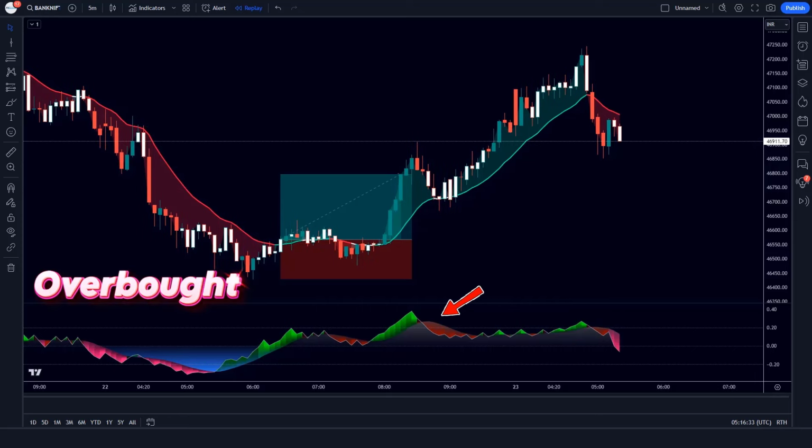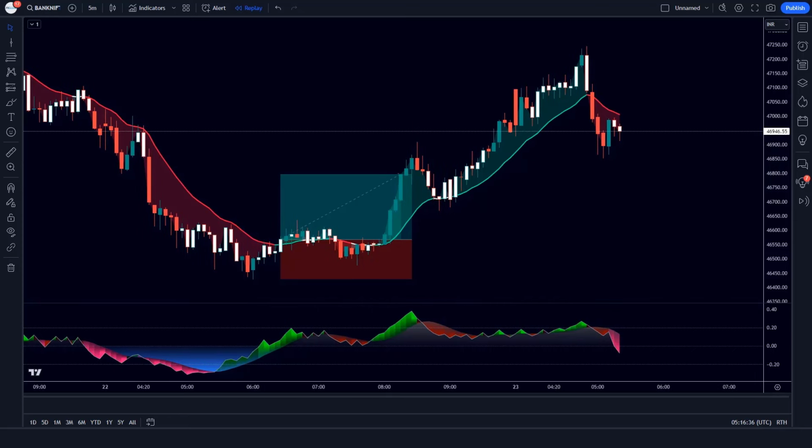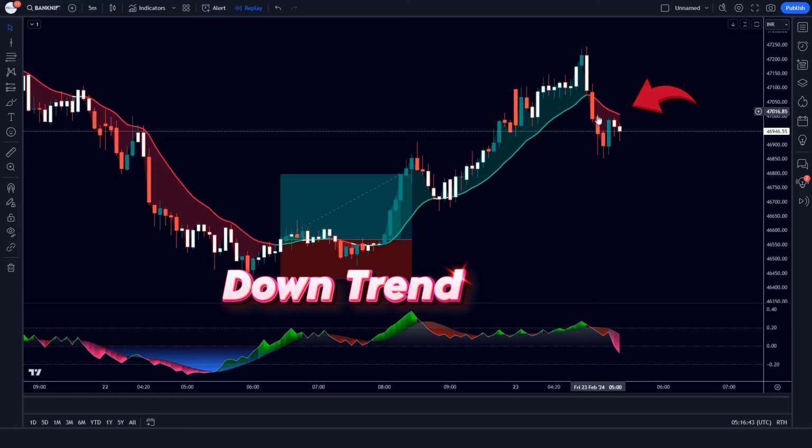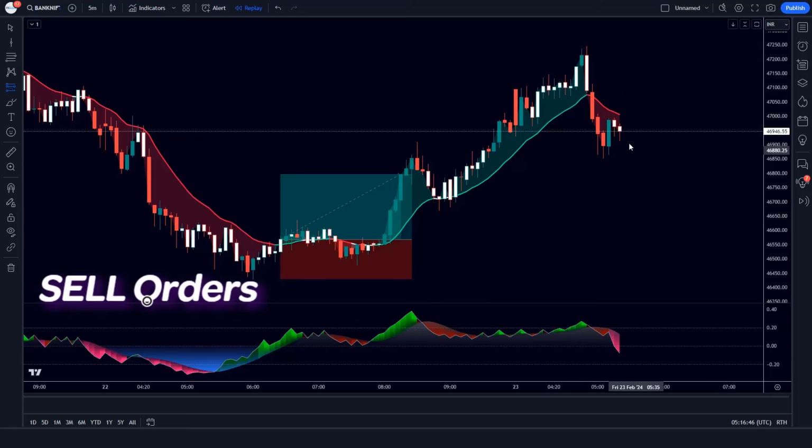Here, the volume buoyancy indicator gives overbought signals. The buoyancy line of volume buoyancy indicator is below the zero level, and the MA line of trender indicator should be downtrend. All these conditions is met, we will place a sell order.